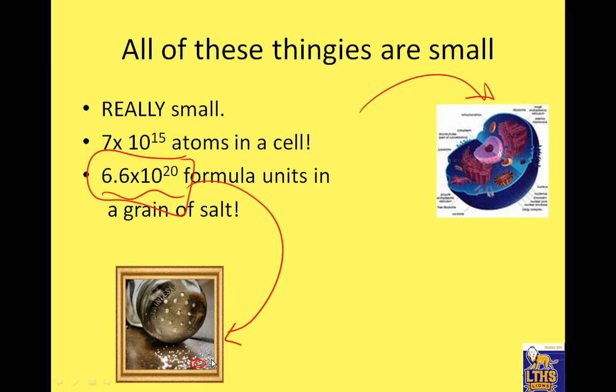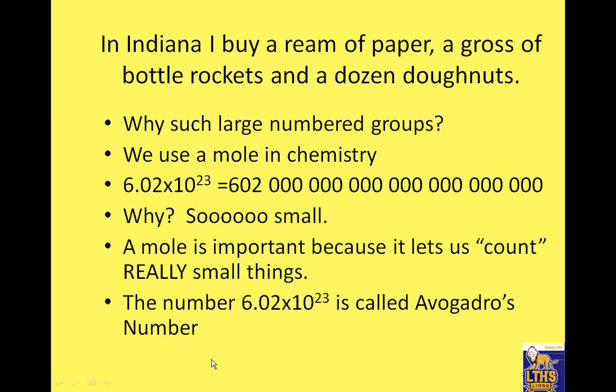Because these things are so small, it's going to be hard to count them. So we're going to group them together. For instance, if I live in Indiana, which I do, I'm going to buy a ream of paper, because who wants just one sheet when you could get 500? I'm going to buy a gross of bottle rockets, 144 bottle rockets coming my way. And it's perfectly legal to buy bottle rockets in Indiana. And a dozen donuts, because who wants just one when you can get 12? So why do we group things by large numbers? Because it's easier to count them that way.